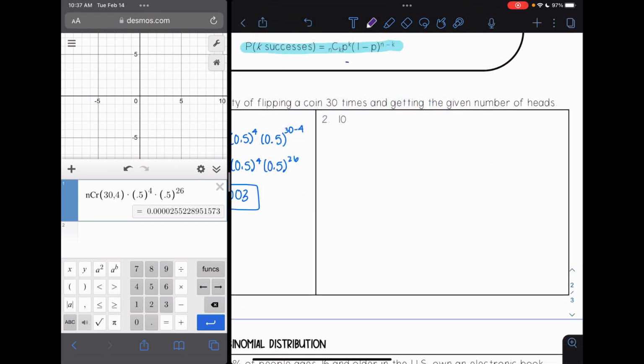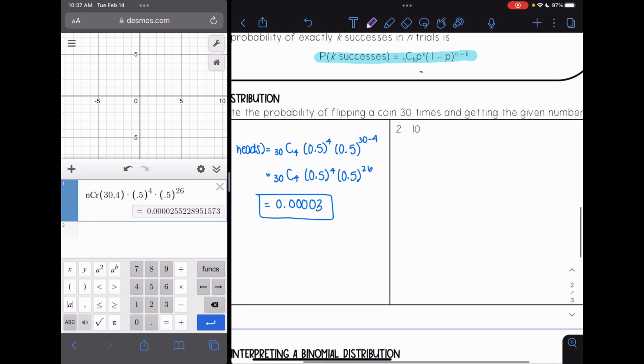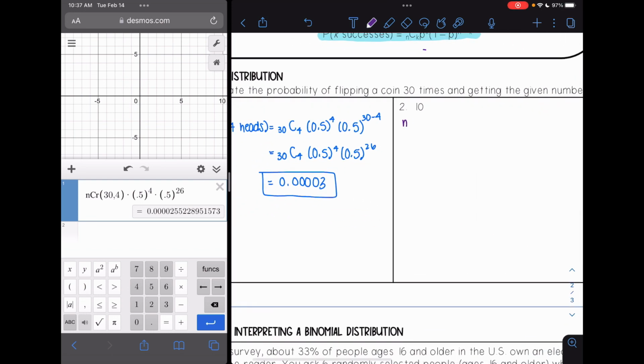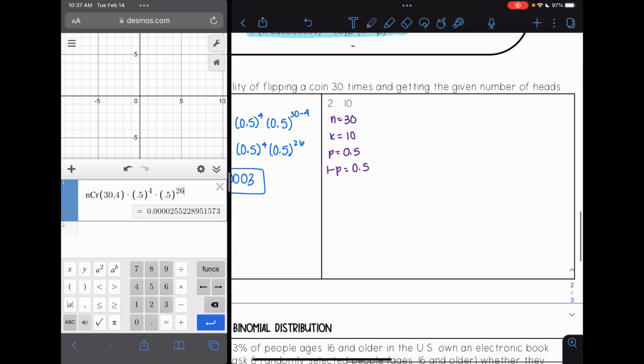Okay, let's look at another one. So here, now my number of successes is 10. So I have n equal to 30 still. Now I'm looking to see when I get 10 heads, p is still 0.5, and 1 minus p is also still 0.5. So now to find this probability, I have the probability of 10 heads. It's going to equal nCk, so n is 30, k is 10, times 0.5 raised to the k, which is 10, and then 0.5 raised to the n minus k, so 30 minus 10, which is 20.